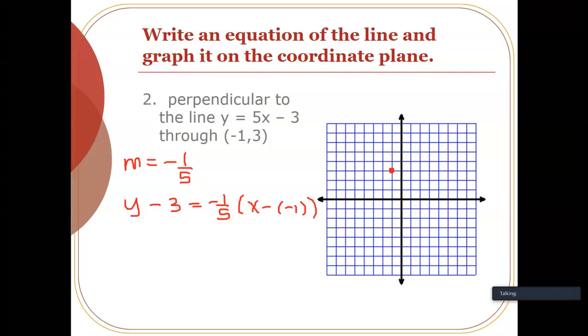So you're going to take that -1/5. You're going to go down 1 and over 5. You could go up 1 and left 5. And then connect your points.